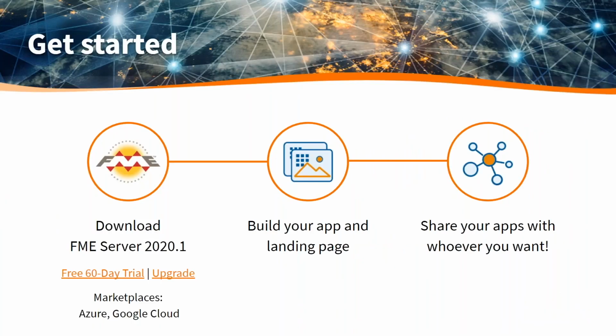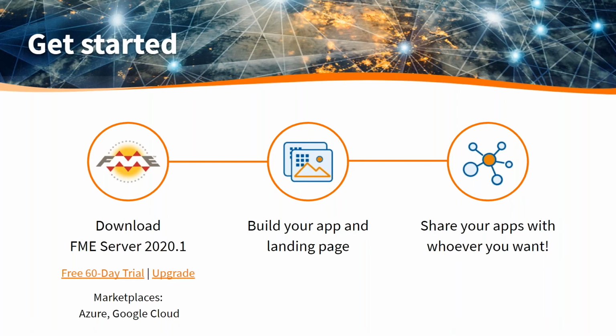So for getting started, if you don't already have access to FME Server 2020.1, you can download that from our webpage. We've got a few links in that slide here. If you don't have server at all, we do have a 60-day trial. So if you wanted to download that and take it for a spin and get a feel for it, you absolutely can. Or if you need to upgrade from an older version, you can do that pretty easily as well.